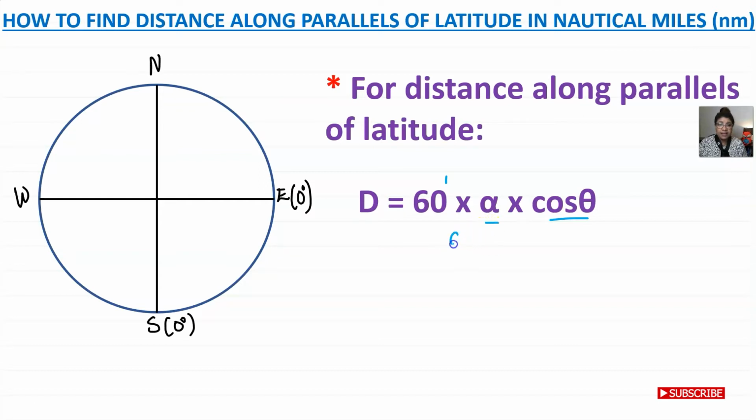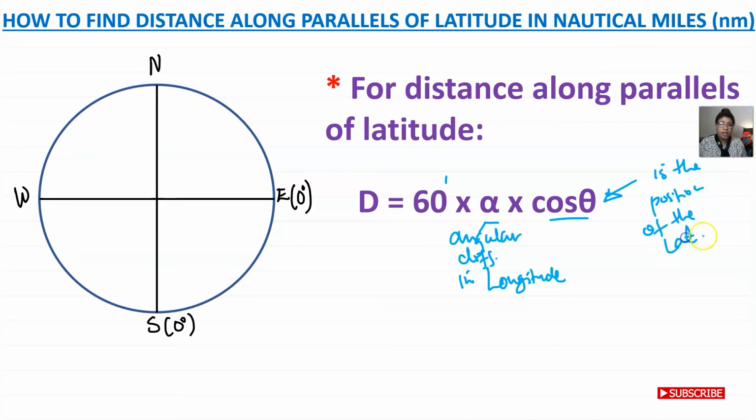Alpha is the angular difference, so angular difference in longitude. Theta is the position of the latitude. Let me show you on the diagram.